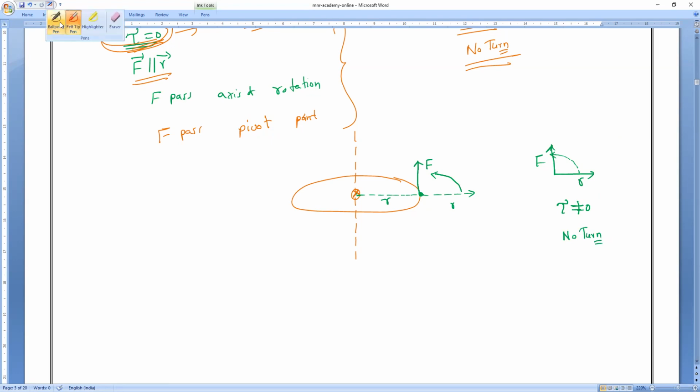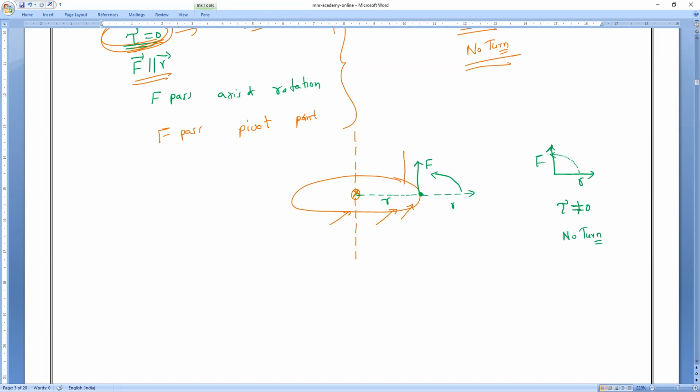Because how is the force being exerted? Exactly perpendicular to the disk. Suppose if you want to rotate your notebook, you have to apply the force with a certain inclination. Then only the disk will start rotating. Am I right or wrong? All of you please respond.